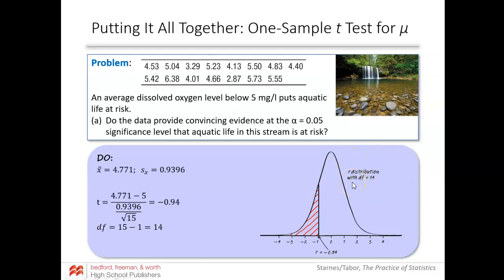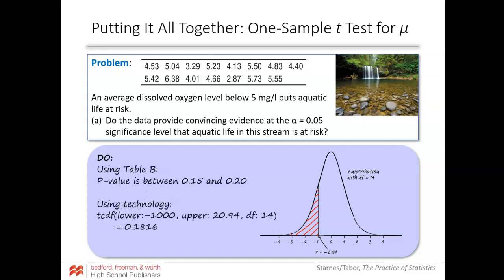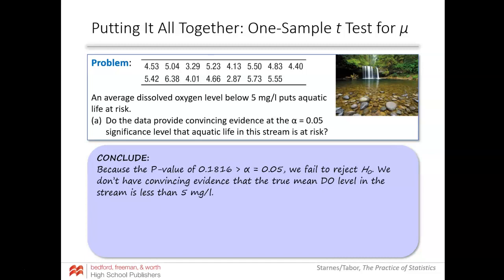So as far as how you find that area for the p-value, you could use the table and find out that the answer is between 0.15 and 0.2 for the p-value. Or you can use technology, and in a minute I'll show you how to use technology for the whole shebang. But either way, you get about 18, 20% for a p-value. And when you compare that to the 5% significance level, that tells you something. So because our p-value is greater than our significance level, we fail to reject the null hypothesis.